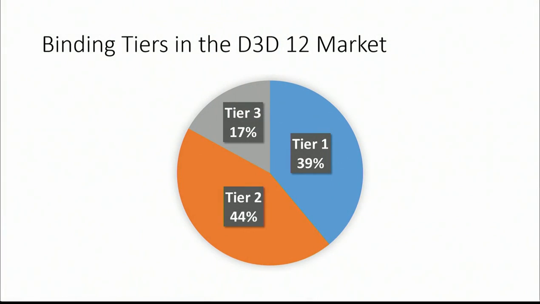In terms of looking at the hardware out in the market right now, again, this is based off of the February 15 Steam survey. These 3 tiers roughly bake out into about 39% tier 1, 44% tier 2, and 17% tier 3. So if you're hitting titles in the next couple of years, you should really be thinking about your rendering in terms of running on both tier 1, tier 2, and tier 3.